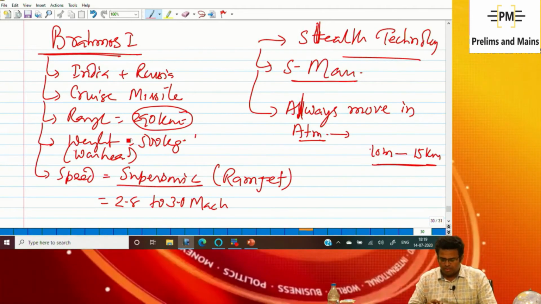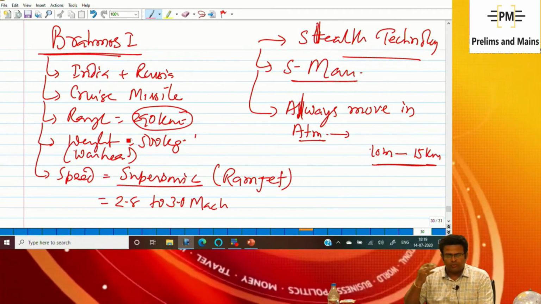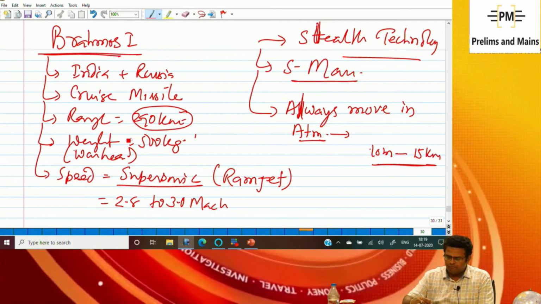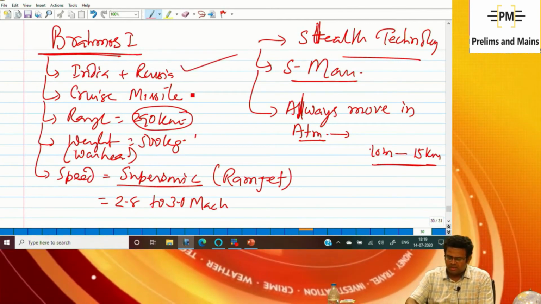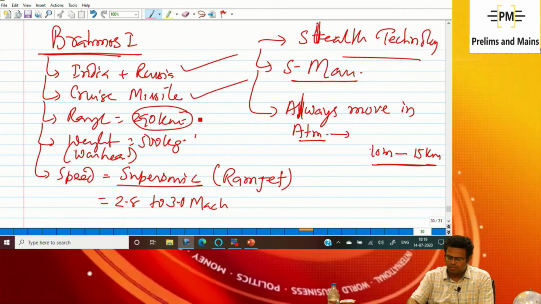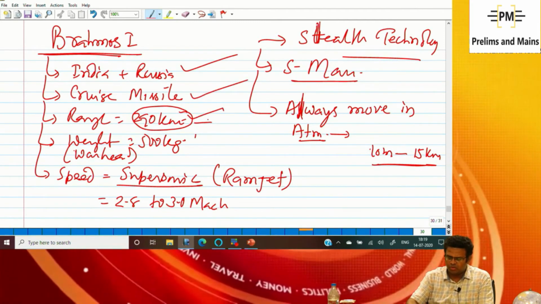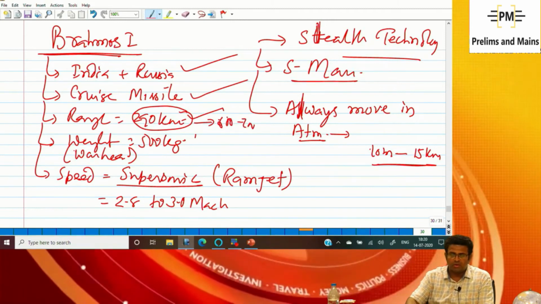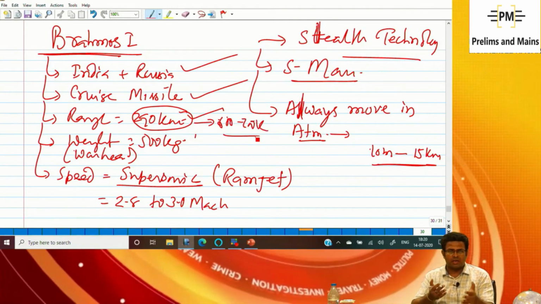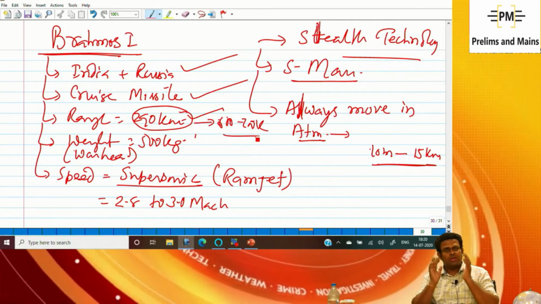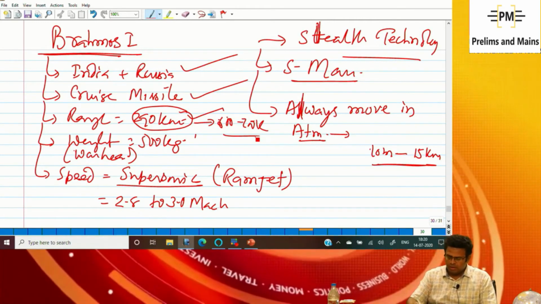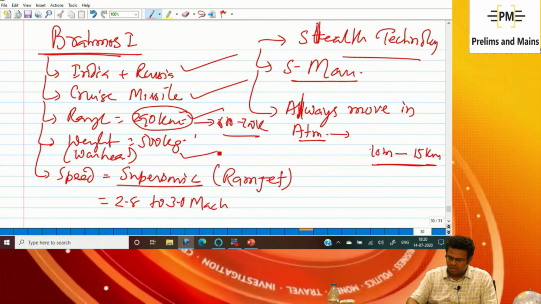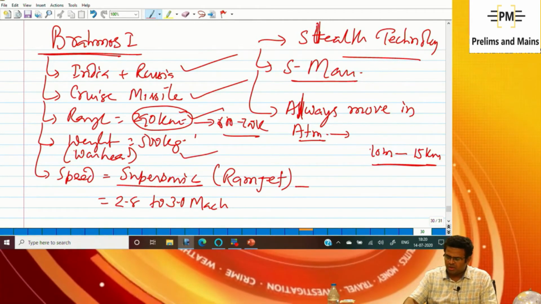And if I am talking about BrahMos 2, what will be in BrahMos 2? Everything is the same, India and Russia, cruise missile, and this thing will be changed. In BrahMos 2, the range will be 600 to 700 kilometer, because now India is a member of MTCR. It has been formed, but it is in testing. We are testing it. And then 500, instead of supersonic, what will it become?